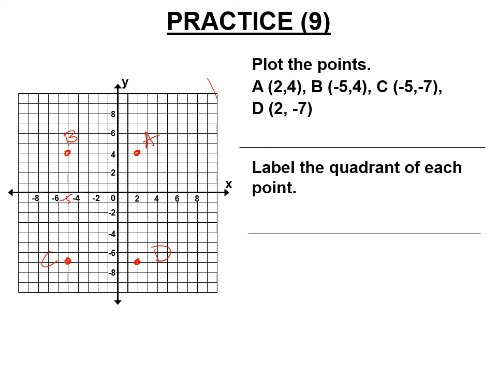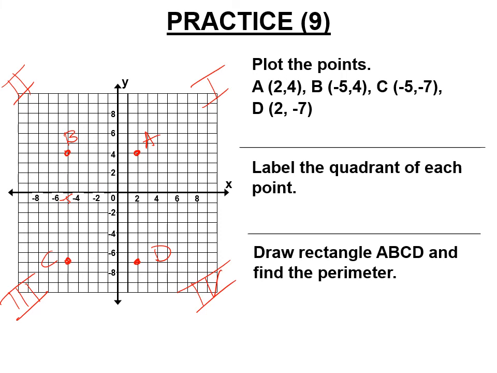Label the quadrant of each point. All right, so this is quadrant 1. A is in quadrant 1. C is in quadrant 3. It goes counterclockwise, the opposite of a clock. So it goes 1, 2, 3, and then D is in quadrant 4.